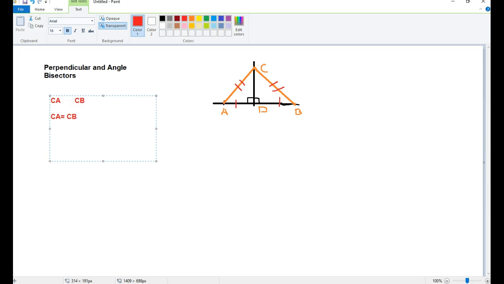So when CA is equal to CB, that means that C is an equidistant point. Now, equidistant means that it is an equal distance from two different points. A to C is the same distance as from B to C. So C is an equidistant point for A and B.